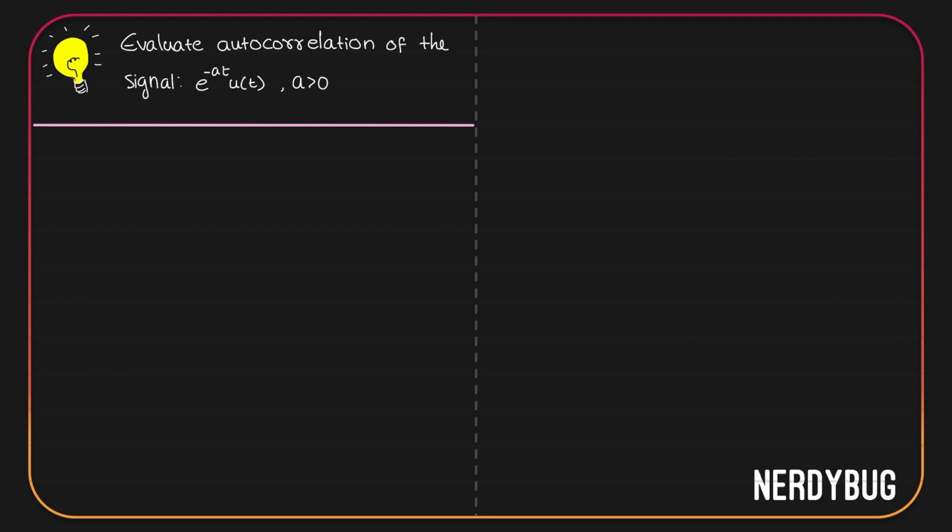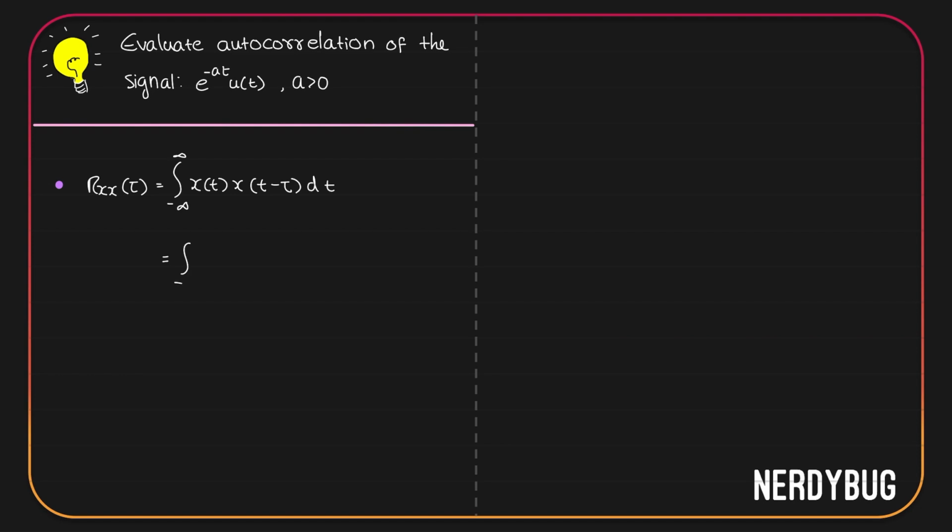Let us now solve another question. We have to evaluate autocorrelation of the signal e raised to minus at u of t for a greater than 0. Correlation of a function x of t, R xx of tau, is given as integral from minus infinity to infinity x of t, x of t minus tau dt.